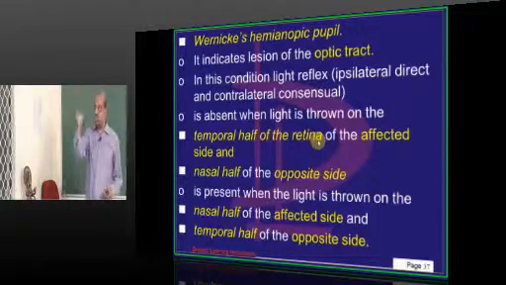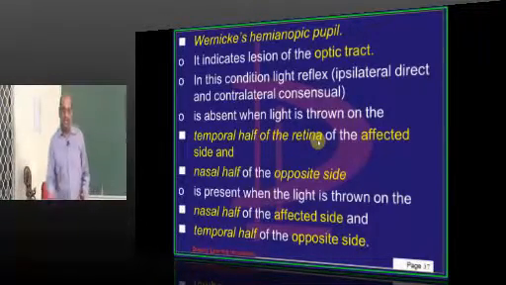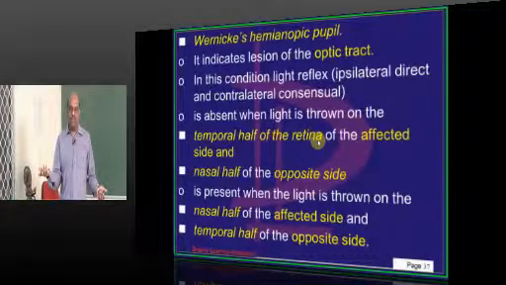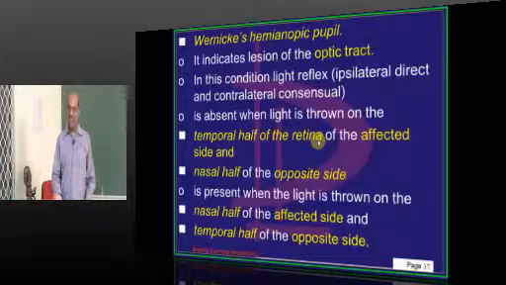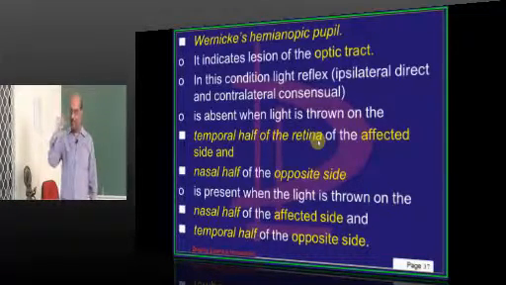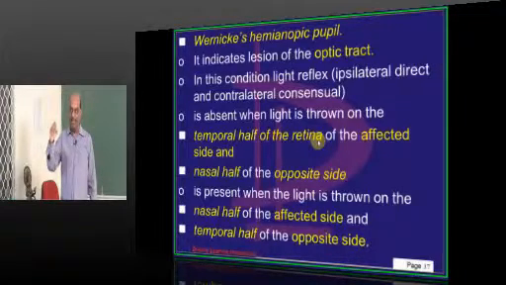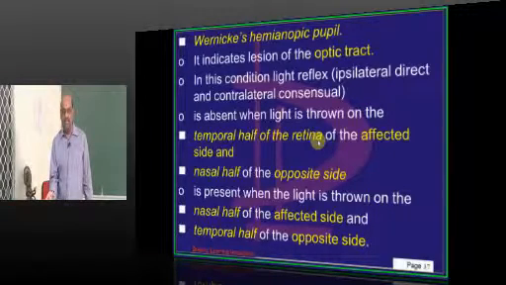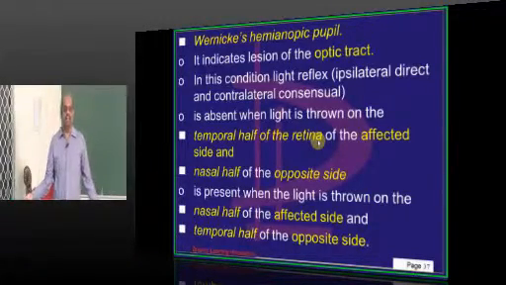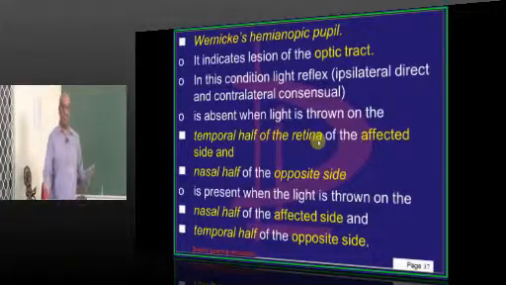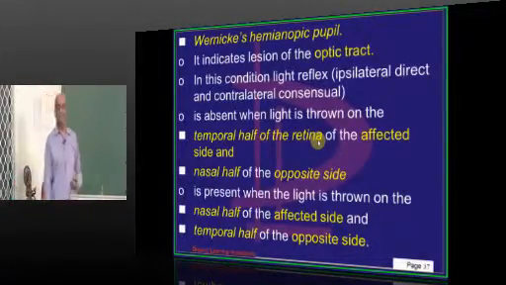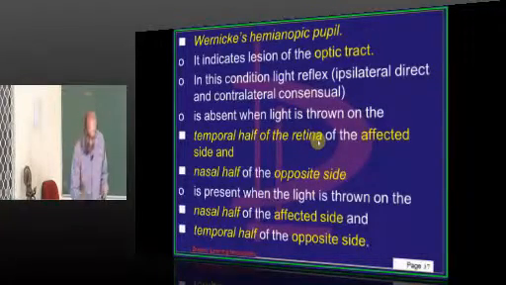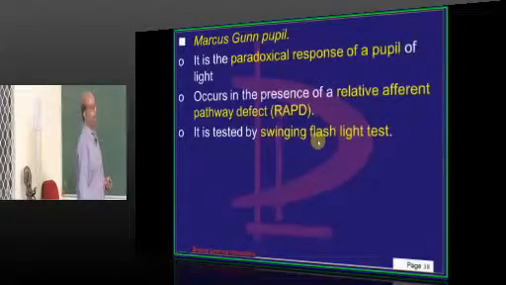But if you throw light on my nasal, obviously it goes without saying. Why two times to repeat? If 2 into 3 is 6, 3 into 2 is also 6, no? So what is my optic tract on the right side carrying? My right side temporal and left side nasal. So if you throw light on my right side temporal or left side nasal, light reflex won't be there. That is called Wernicke's hemianopic pupil. Simple. If you remember the lesion in which place? Optic tract is responsible for Wernicke's hemianopic pupil.